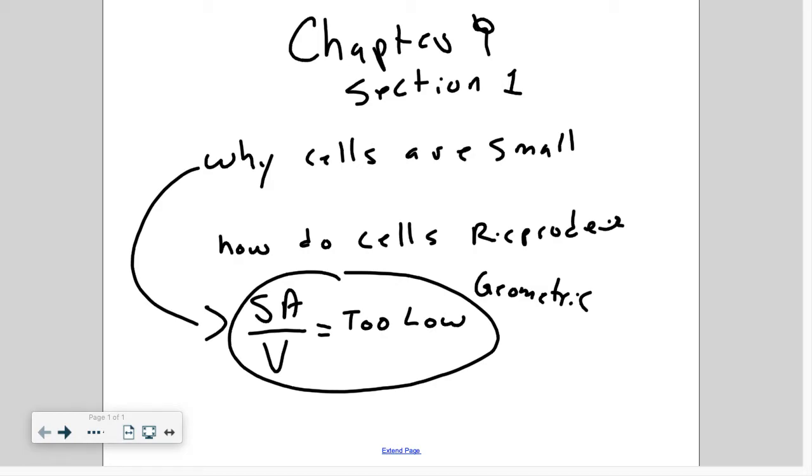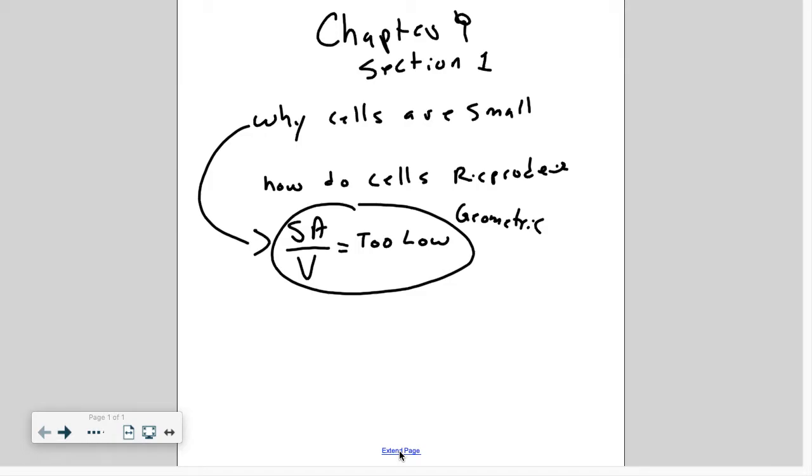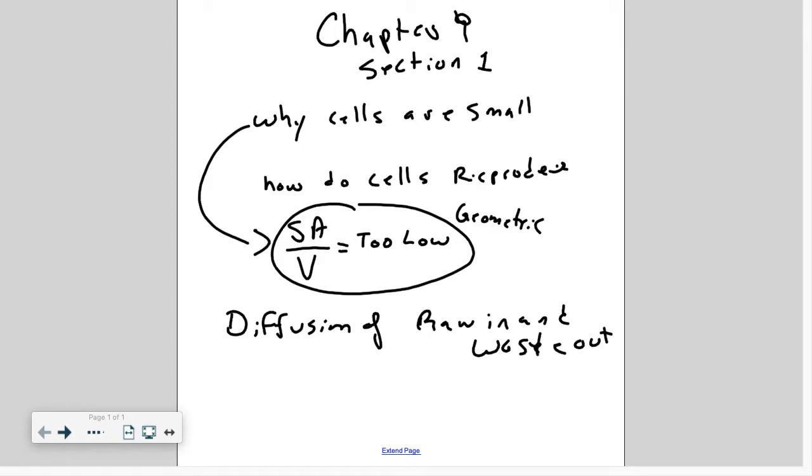The second and third reasons are both related to the amount or the speed of diffusion. So these are really biological issues. The first diffusion issue is the diffusion of raw materials in and waste out. Those work just fine as long as cells are very small. It happens very quickly, but if cells got even just a little bigger, that diffusion would take a lot longer.